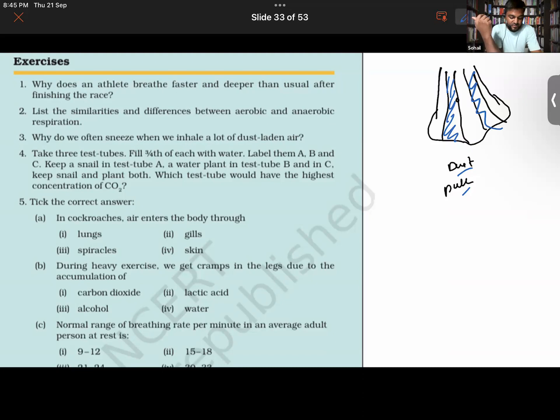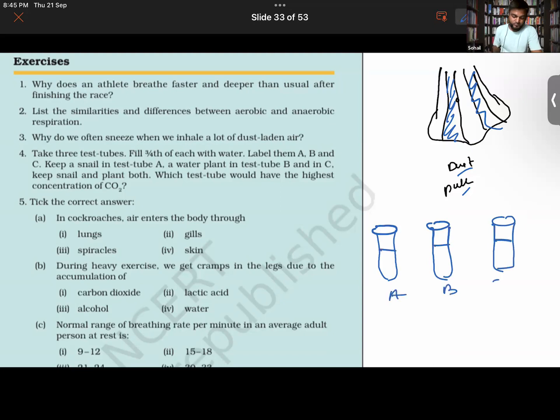Okay. Question number 4. Read the question. What does it say? We have to take test tubes, fill three-fourths of each with water, label them A, B, and C. Keep a snail in test tube A, a water plant in test tube B, and in C keep snail and plant both. Which test tube would have the highest concentration of CO2? What do you think?